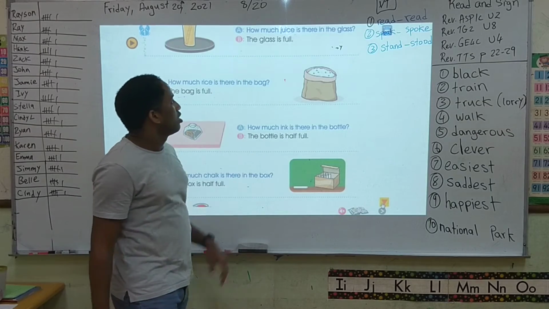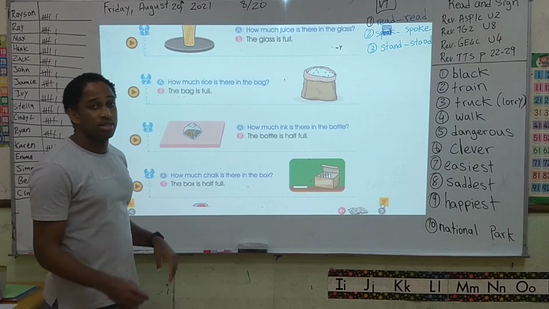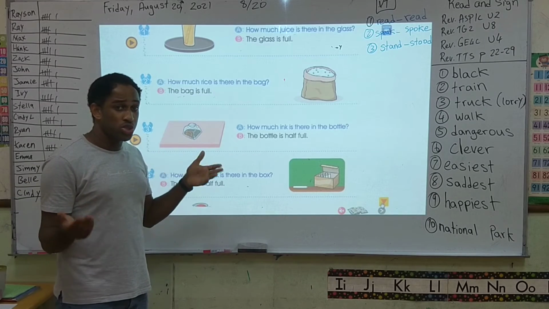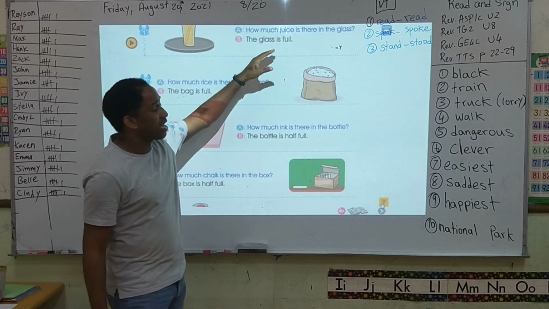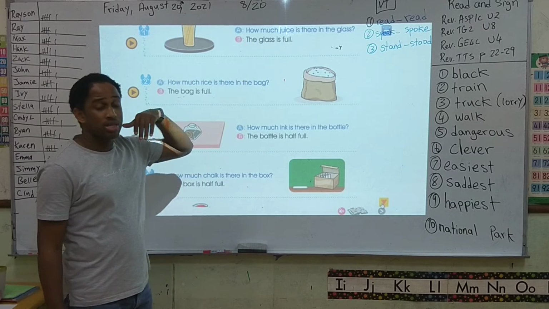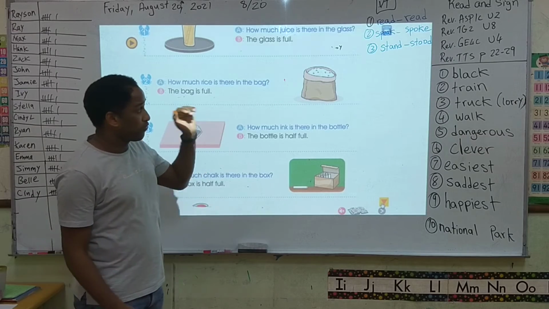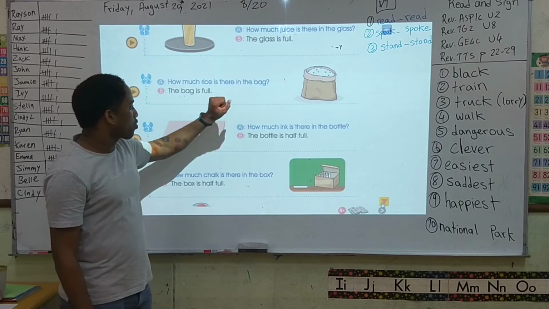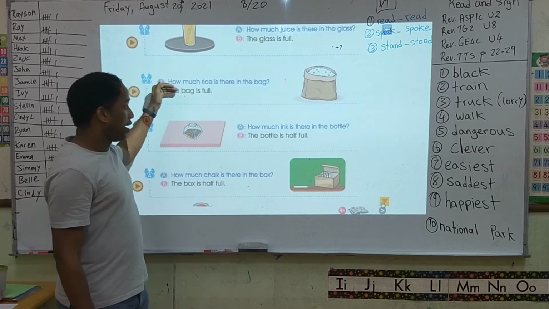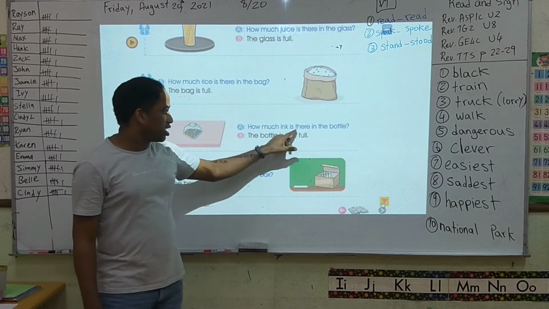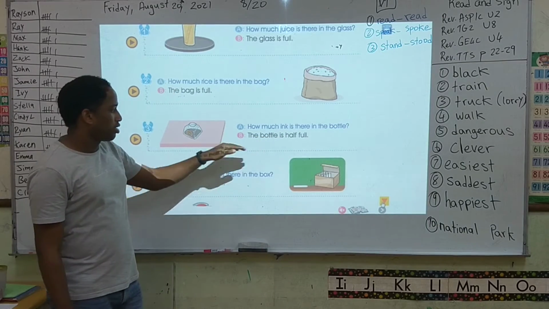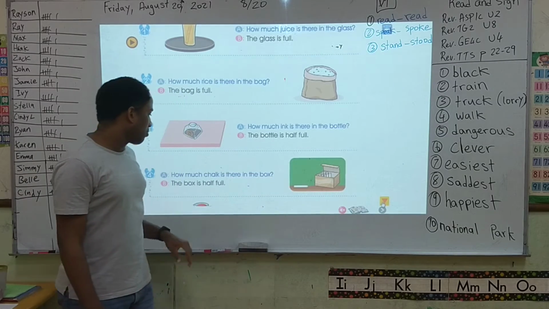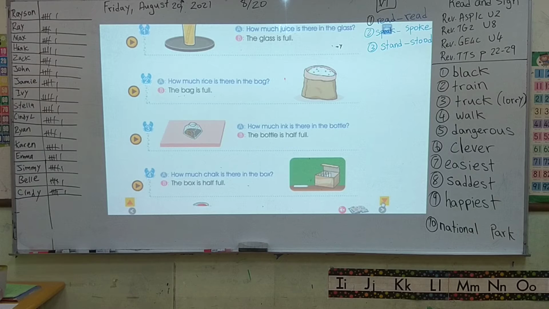Number 1, how much juice is in the glass? The glass is full. Sorry, if it was empty, you can say there is no juice in the glass. But it's full, so you can say the glass is full. Number 2, how much rice is there in the bag? The bag is full. How much ink is there in the bottle? The bottle is half full. How much chalk is there in the box? The box is half full.